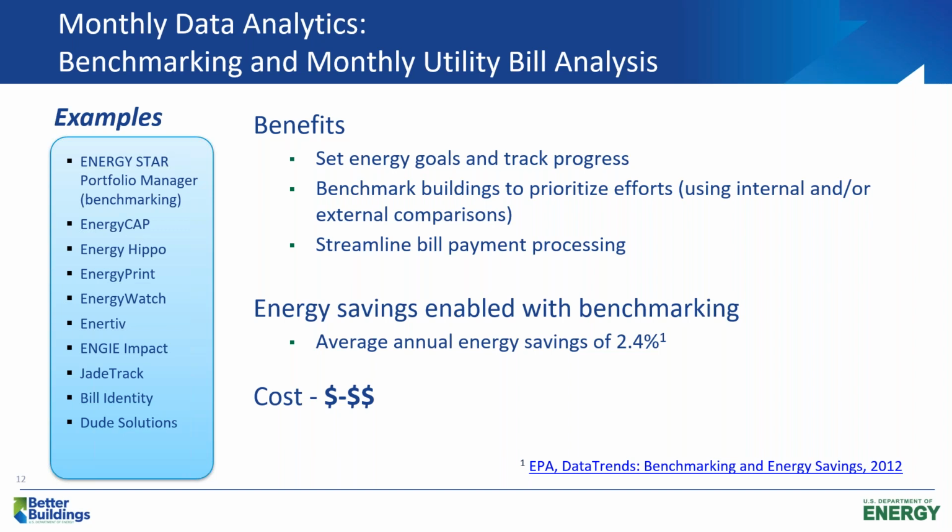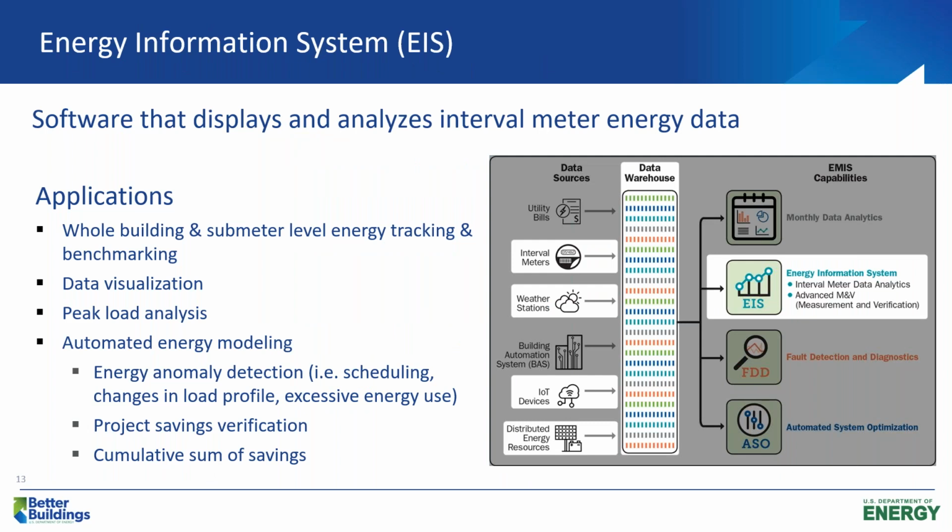So this is, like I said, your bread and butter: benchmarking, energy goals, and tracking progress. Almost 10 years ago now, EPA did a study of 35,000 buildings, and with benchmarking, they were able to save 2.4%. That's basically just looking at the data and knowing what you're using can lead to savings. All right, next slide. We're going to move on to energy information systems.